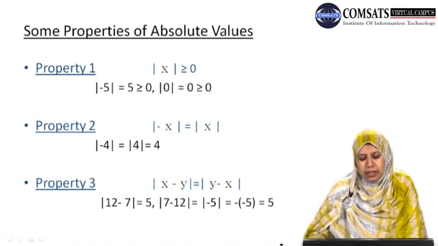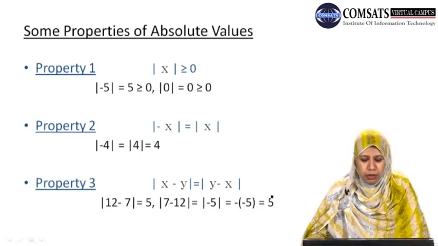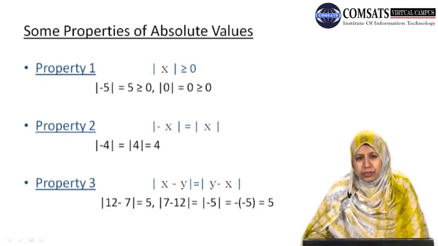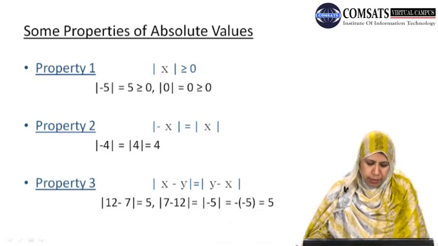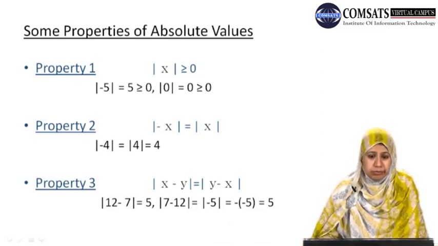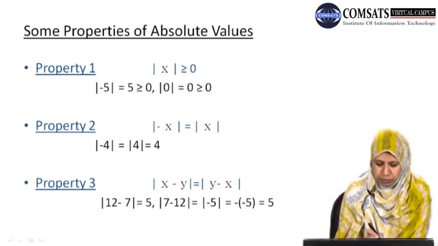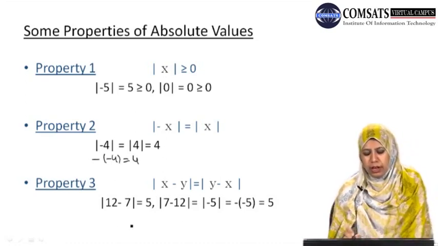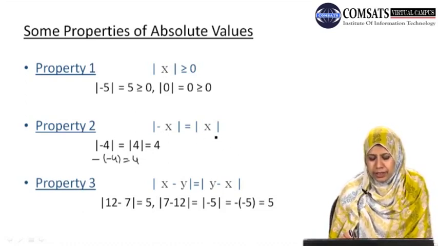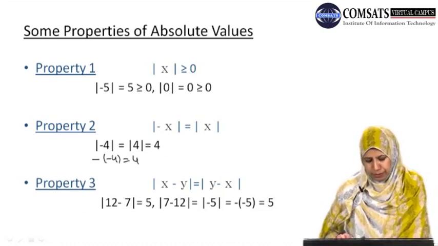Now the second property says that the absolute value of a number is the same as the absolute value of its negative. That is, mod of minus x is equal to mod of x, which means that the distance of the point from 0, either from the left side or from the right side, is the same. For example, if x is equal to minus 4, then the absolute value of minus 4 will be equal to minus of minus 4, which is 4. Considering the right-hand side of the equality, the absolute value of 4, since 4 is positive, is 4.